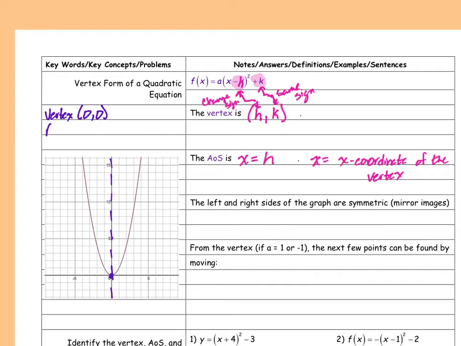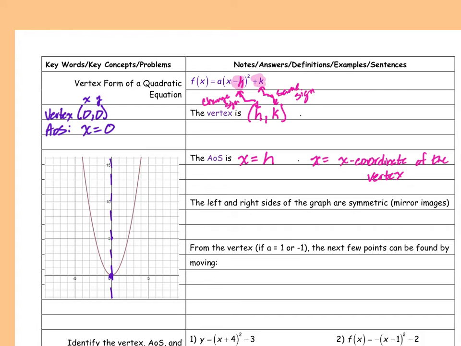So my axis of symmetry, AOS, and they just abbreviate it AOS so you don't have to spell it out all the time, is going to be x equals whatever the x coordinate of my vertex is. So this is my x and this is my y, so it's x equals 0. Okay? Now if I'm going to put this into my formula, the only other thing I need to know for my vertex form is what A is.